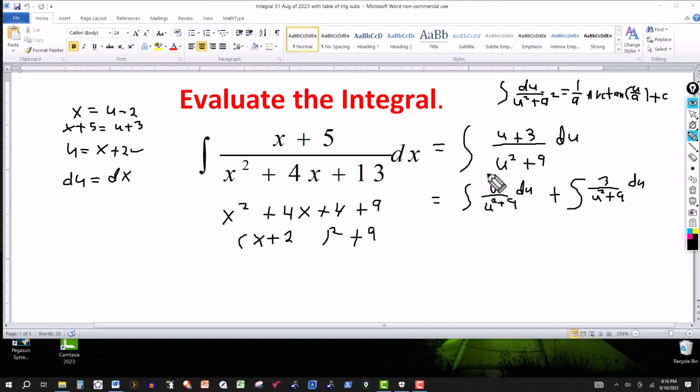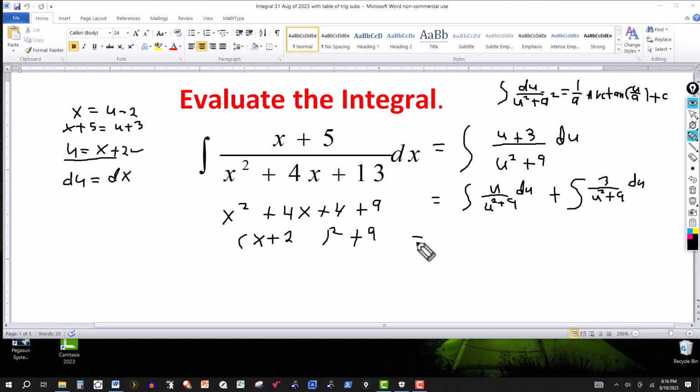And in our case here, I said the 3 can be factored out, so this will just be du over u squared plus 9. The u, of course, in this case is going to be u, and that eventually is equal to x plus 2 from over here. And the a is just, well, 9 is 3 squared, so the a would be 3. So this is easy to integrate now.